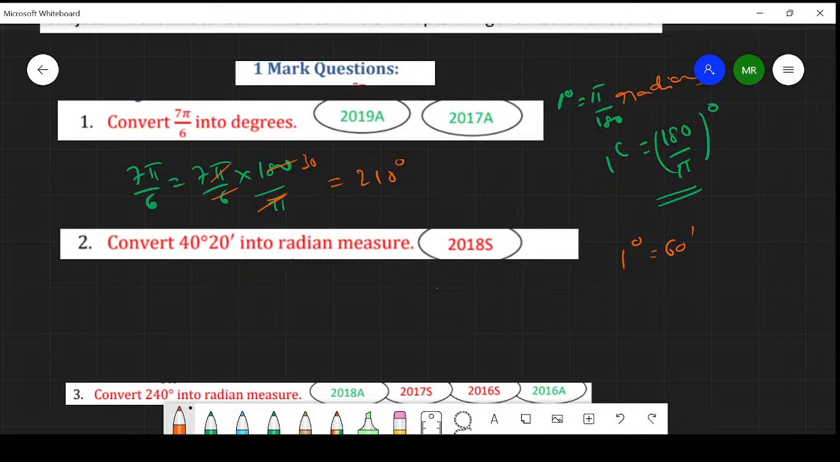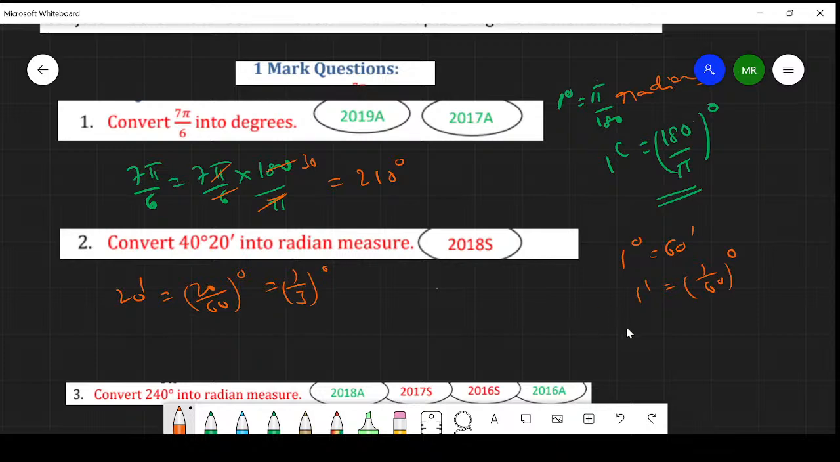So 20 minutes, what can I write here? 1 degree equal to 60 minutes, so 1 minute is equal to 1 by 60 degree. They are asking 20 minutes, so 20 minutes I can write as 20 by 60 degrees, which is 1/3 degree. Right? Convert into this.